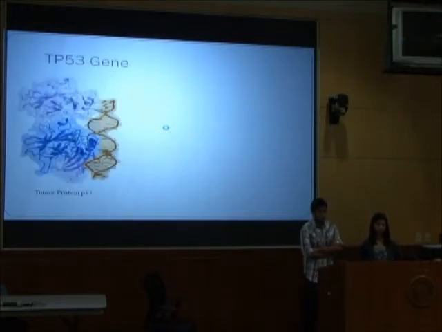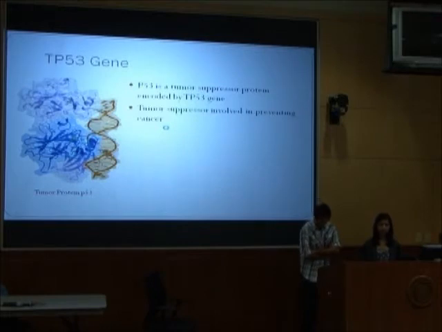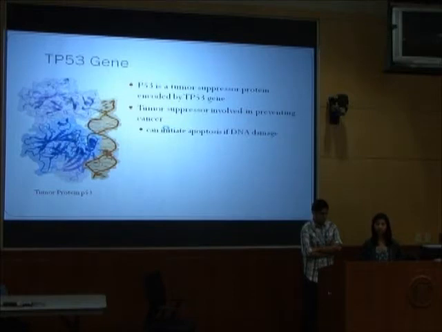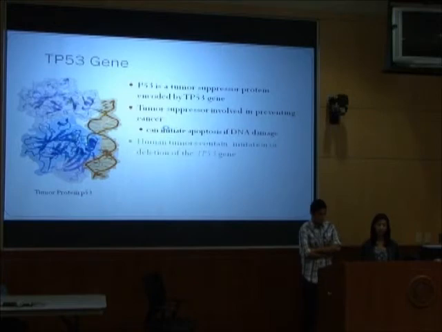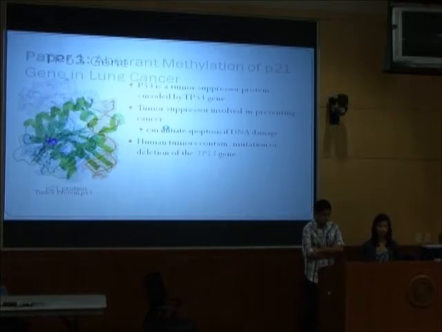The main gene that we revolved our research around was the TP53 gene, or tumor protein 53. The TP53 gene encodes a P53 protein, which is a tumor suppressor protein involved in lung cancer. The tumor suppressor is involved in preventing cancer. We found from reading various papers that it also has the potential to initiate apoptosis or programmed cell death if there's DNA damage. We also found that human tumors contain a mutation or deletion of the TP53 gene, so we found that the TP53 gene was an important part of lung cancer.